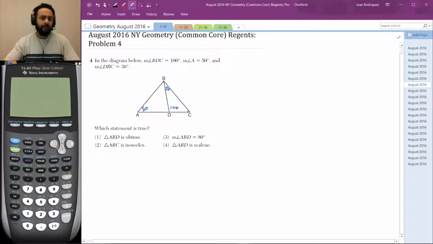So if I assume that this diagram is drawn to scale, which of these answers might be plausible? Triangle ABD is obtuse, probably not the answer. I'm going to put a small x here, because that's probably not the answer, since it doesn't look obtuse. These angles look acute. Triangle ABC is isosceles. That looks like it could be true, so I don't mark it. The measure of angle ABD is 80 degrees. Well, that looks very small, so I think that's probably not it. And triangle ABD is scalene. I can't evaluate that.